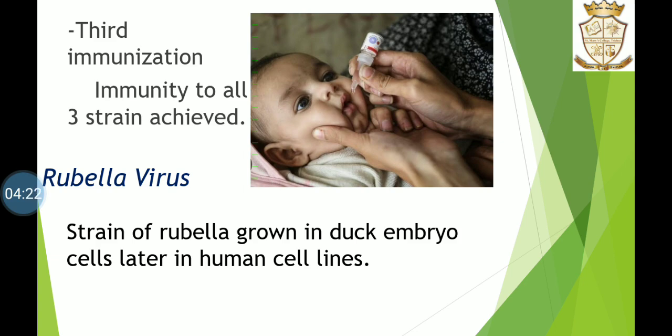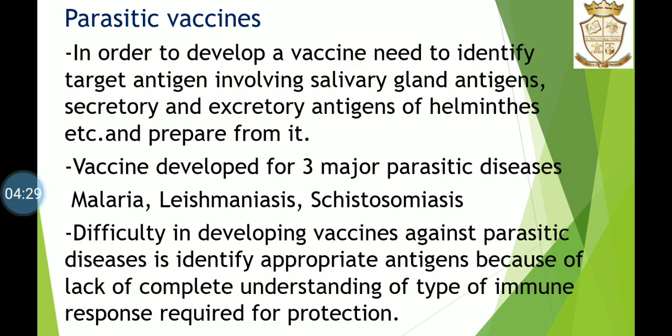Next is the rubella virus. A strain of rubella is grown in duck embryo cells and later in human cell lines. So these are other examples. First we saw the attenuated bacterial and viral vaccines. Next we can see the parasitic vaccines.